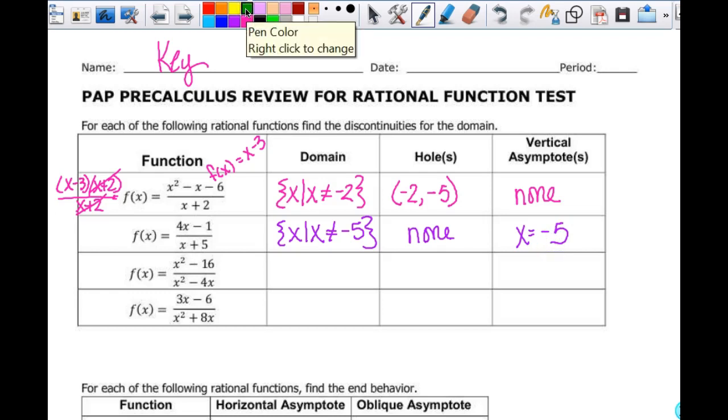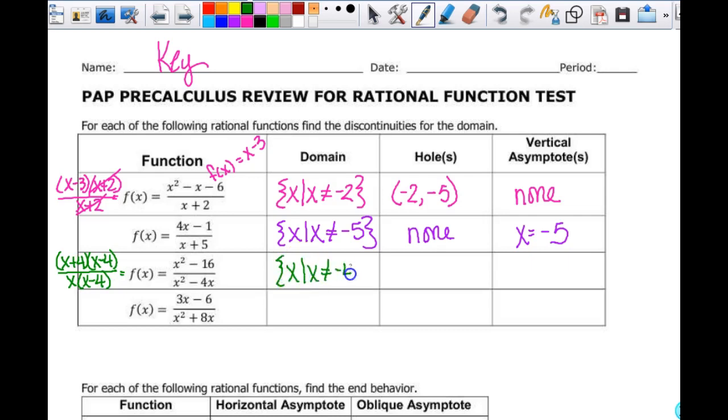Factor the numerator here. It's going to give me x plus 4 times x minus 4 over x times x minus 4. So then I find my domain, set of all x's such that x cannot equal negative 4 or 0. These reduce out, so my reduced function is x plus 4 over x.